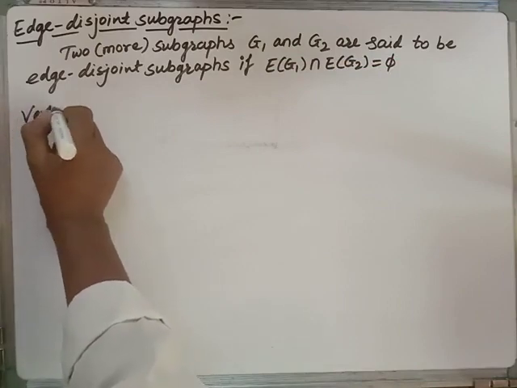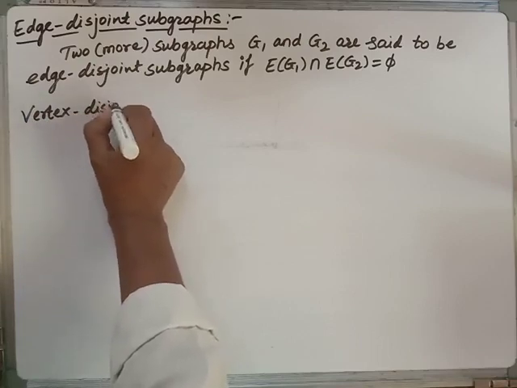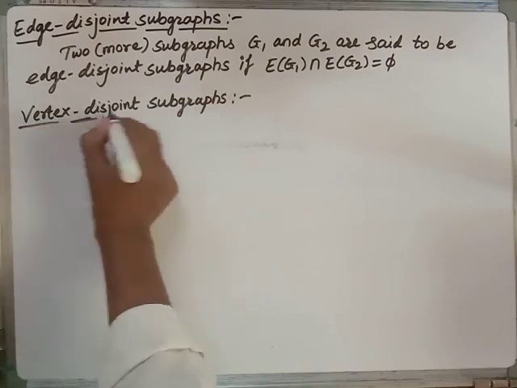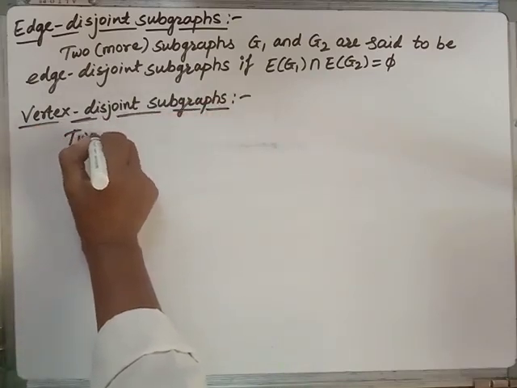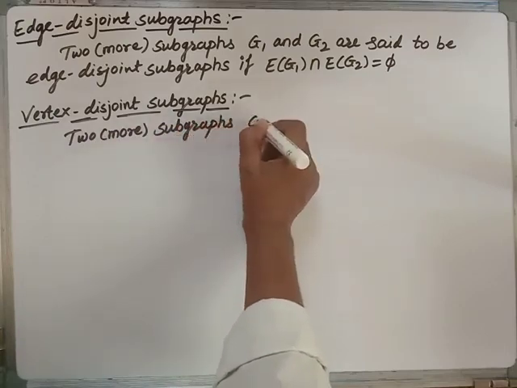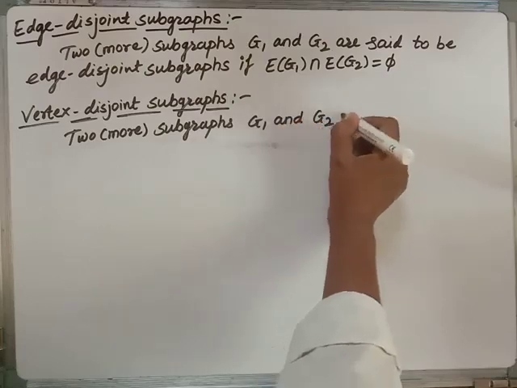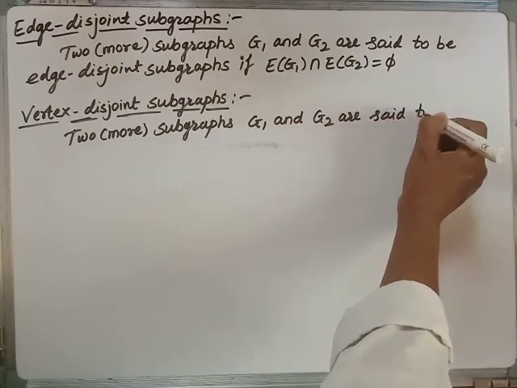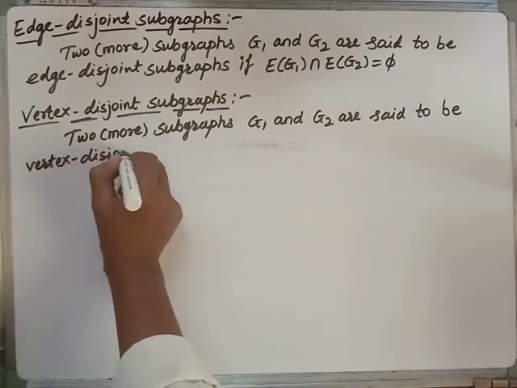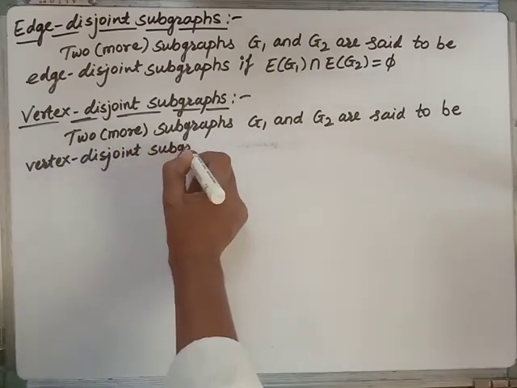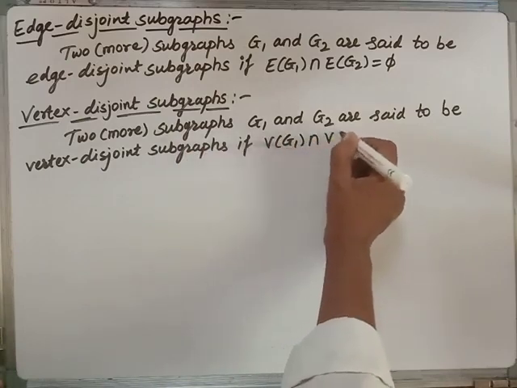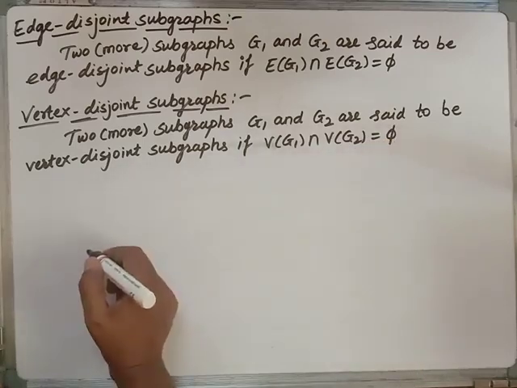Again, vertex disjoint subgraphs. So, two or more subgraphs G1 and G2 are said to be vertex disjoint subgraphs if vertex set of G1 intersection vertex set of G2 is an empty set.